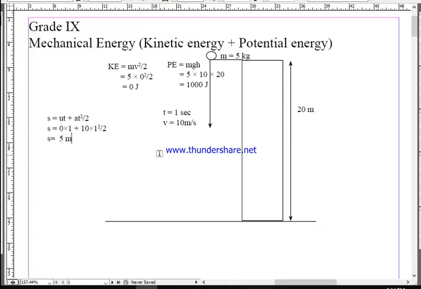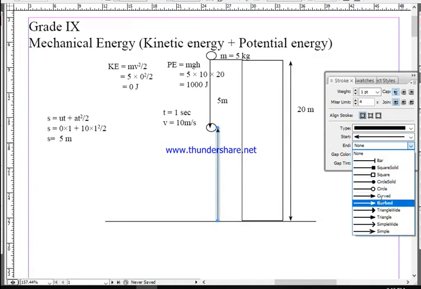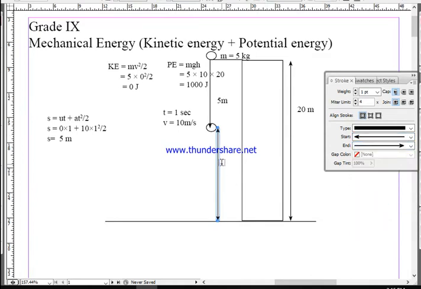So it covers 5 meter height. After 1 second it covers 5 meter height. That means this object, look here, it has fallen up to this height, isn't it? And within that time it has covered 5 meter distance, which means at what height is it now? You know that now it is at a height of 15 meter, isn't it?